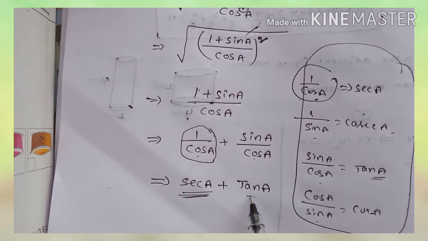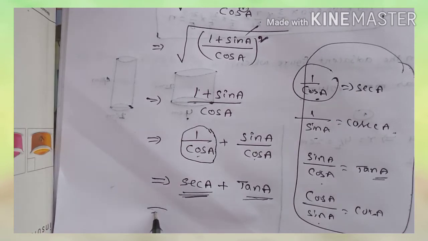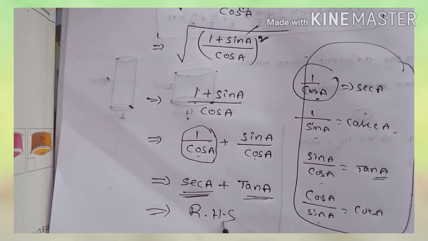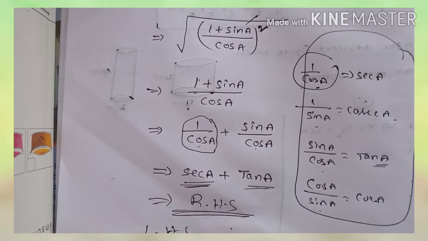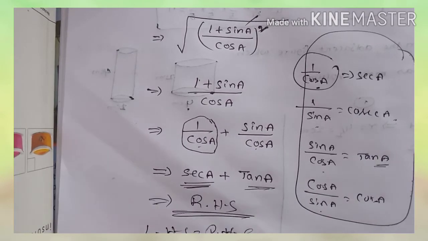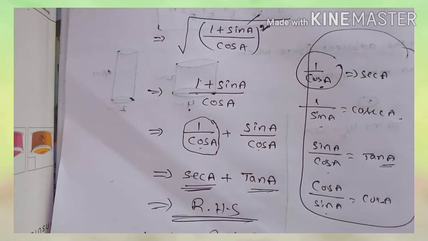So secant A plus tan A, this is called the RHS. So LHS is equal to RHS. Right? This is the problem. I hope you can understand easily.